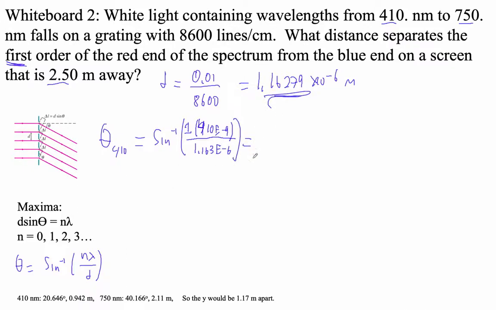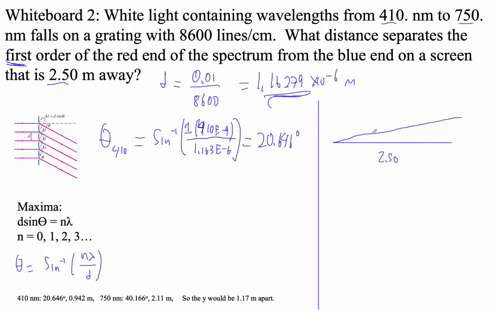Okay, so let's figure that out. Inverse sine of 1 times 410 e minus 9 divided by that value there. That's 20.646 degrees. Right? And then let's figure out how far that is from the center of the screen. So it is 2.5 meters away, and we've got this angle, 20.646. And we're trying to figure out this distance there, right?